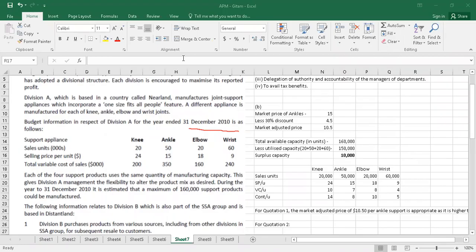You joined just now. Ankles is ruled out. They cannot reduce the production of ankle. So now the decision is between knee or elbow or wrist. Any of these products' production has to be cut down by 8,000 units. For quotation 2, 18,000 units have to be supplied. 10,000 anyway capacity is there. Another 8,000, they have to cut down on the production of any of these three products. Which one should be selected for cutting down on the production?